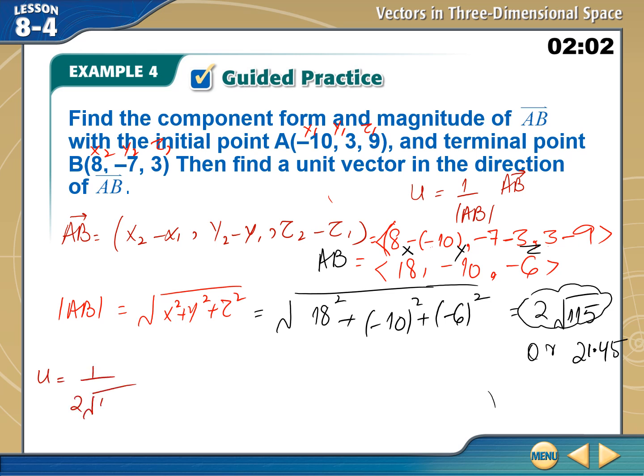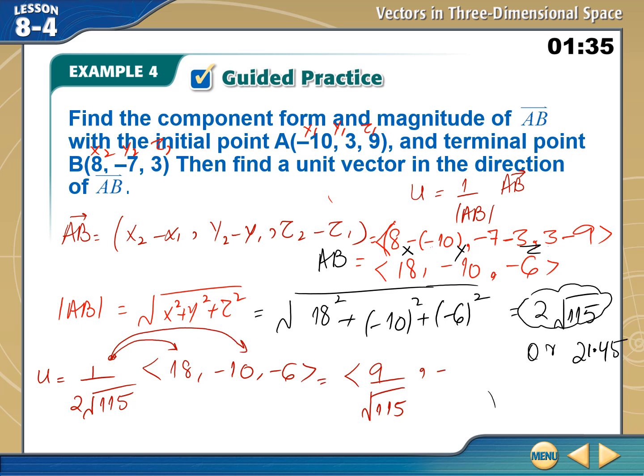Okay, so now what we have, that unit vector, equals 1 over magnitude, that is 2 over square root of 115, times the vector components of vector AB, that is 18, negative 10 and negative 6. If we do it manually, 1 over 2 root 115 times 18 gives us 9 over square root 115. Then 1 over 2 root 115 times negative 10 gives us negative 5 over square root of 115. And 1 over 2 root 115 times negative 6 gives us negative 3 over square root of 115.